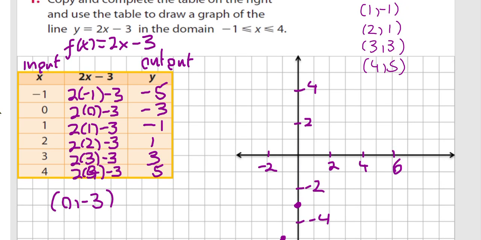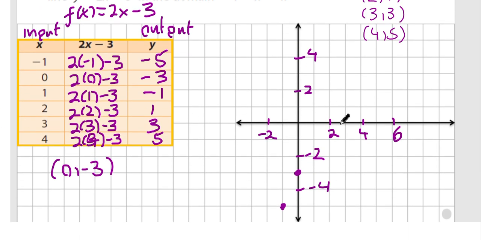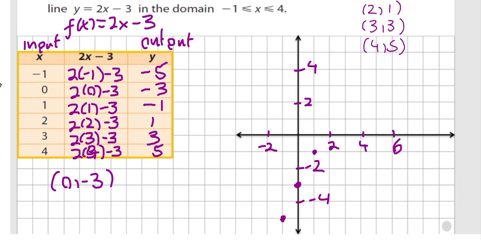The next one after that is 1 across, 1 down. The next one after that is 2, 1. 2 across, 1 up. The next one is 3 across, 3 up. And the next one after that is 4 across, 5 up. And you've successfully drawn yourself a line. Okay?